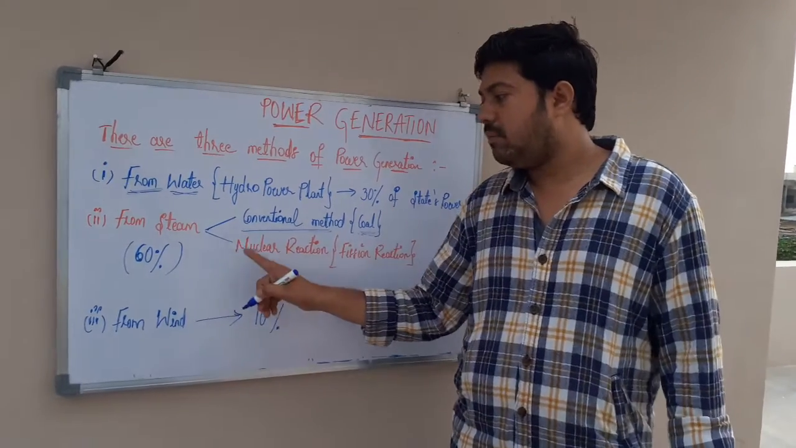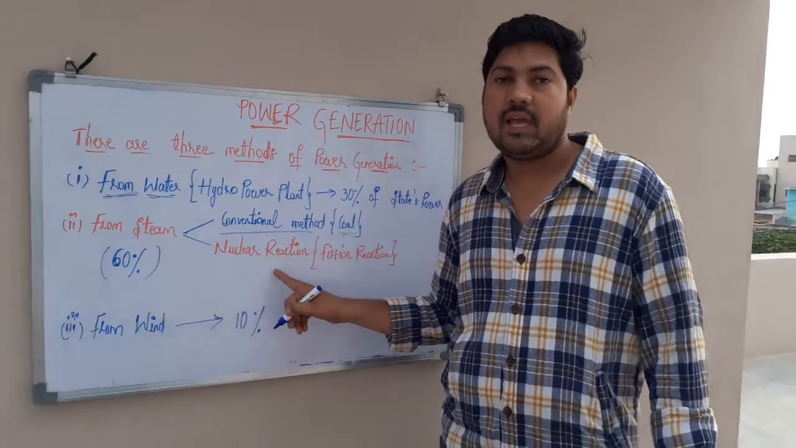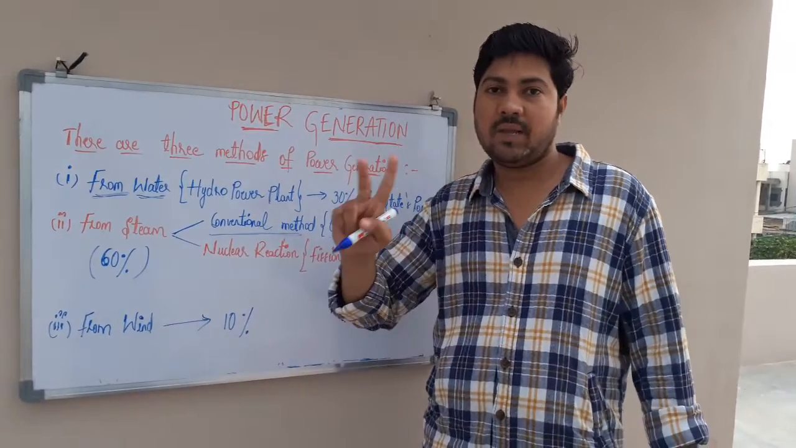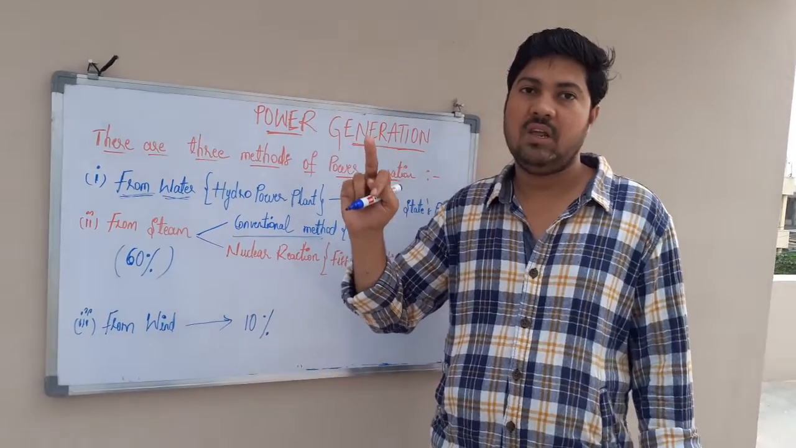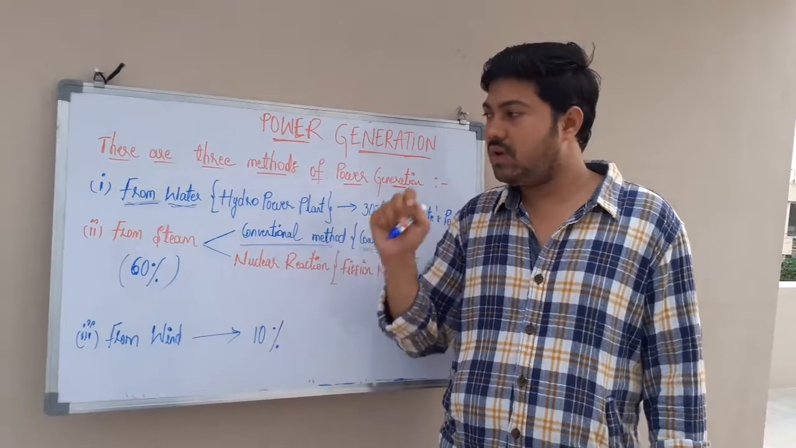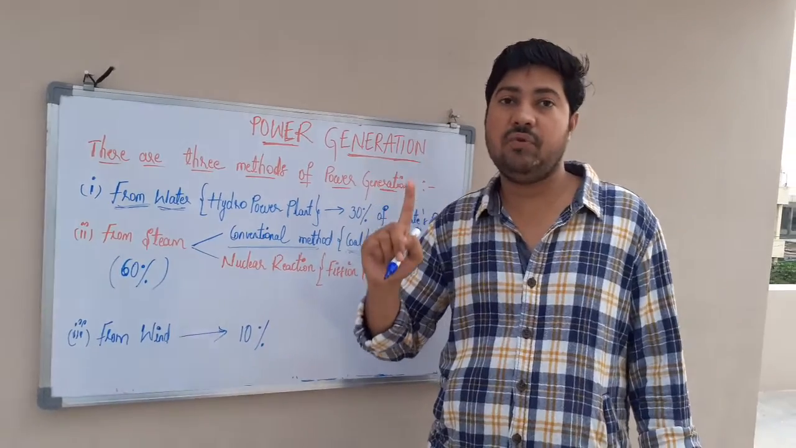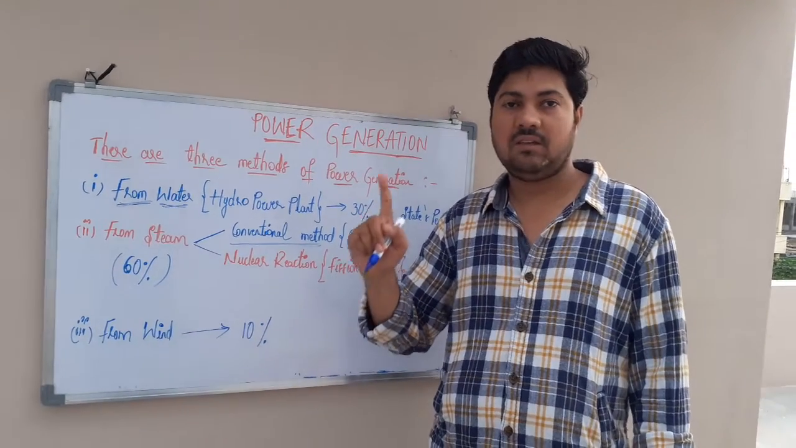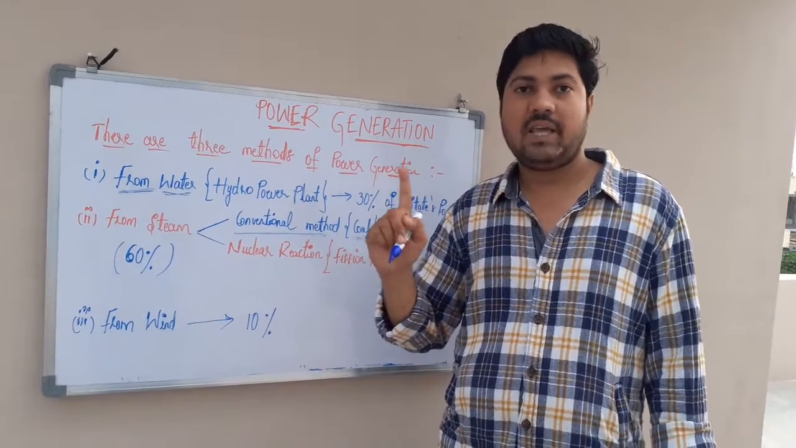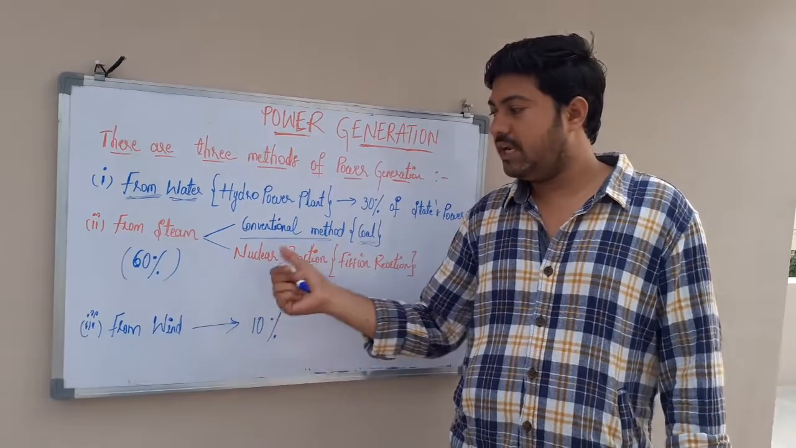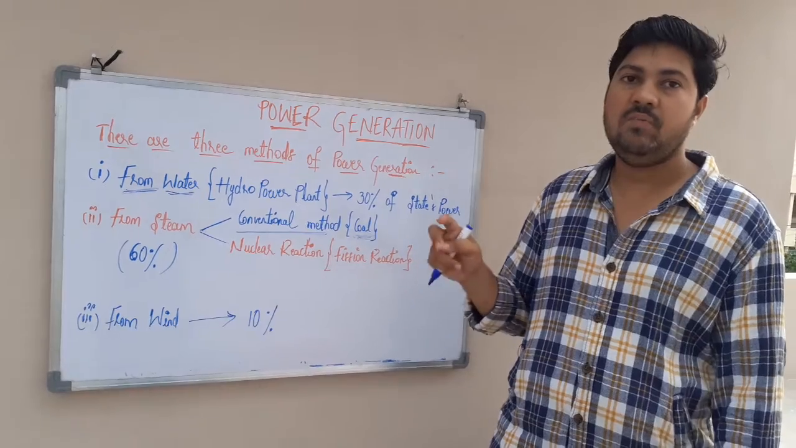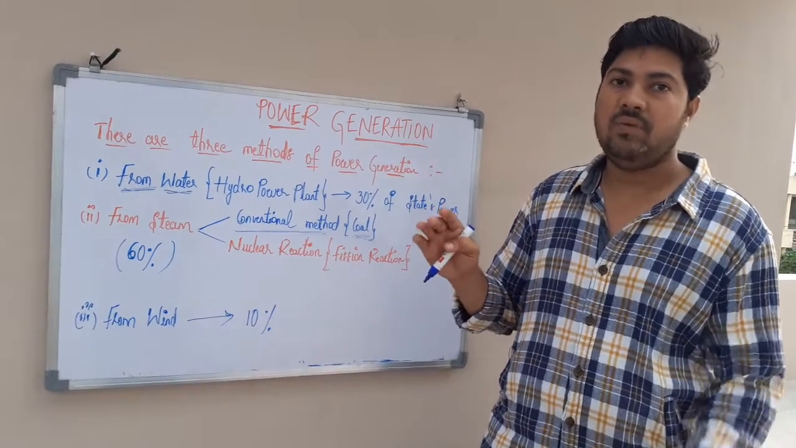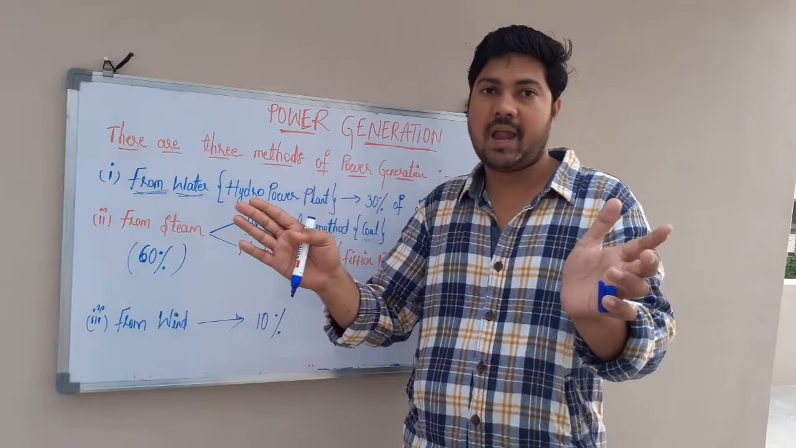And the second method is nuclear reaction. We know that there are two types of nuclear reactions. One is nuclear fusion reaction and the other one is nuclear fission reaction. Nuclear fusion reaction takes place in stars like the sun, but here in order to generate power we will use nuclear fission reaction. It means one helium atom will be divided into two hydrogen atoms.